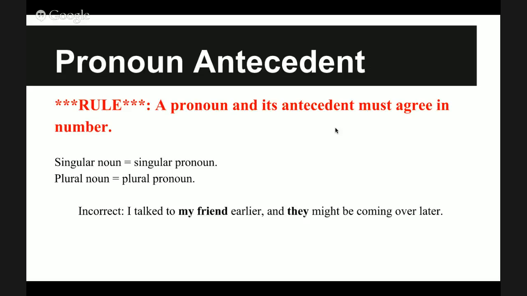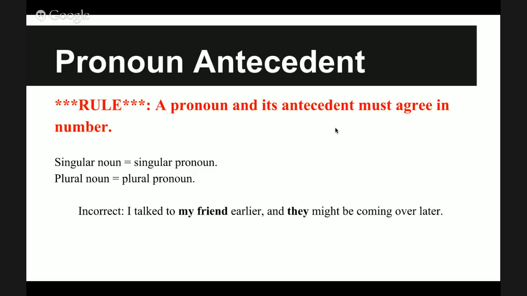Well, they stands for plural. Okay, so they is a plural pronoun. It stands for more than one. But notice my friend is singular. My friend refers to a single person, or refers to one person. And so while this is a sentence that we may be comfortable speaking in everyday informal, casual conversation, I talked to my friend earlier and they might be coming over later, it is grammatically incorrect.